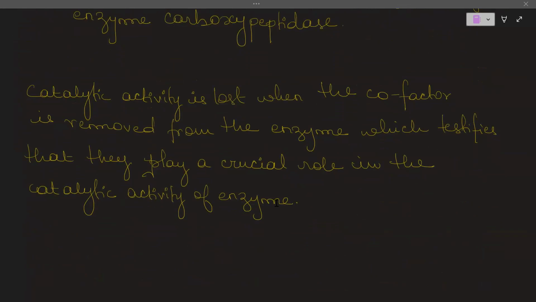Also, this last paragraph says that the catalytic activity is lost when the cofactor is removed from the enzyme. So with this, we can tell that cofactors are not just anything. They are responsible for the proper functioning of the enzyme. And if they are absent, the enzyme will not function well and will not perform any of the functions of our body. So that is why the cofactors are extremely important.